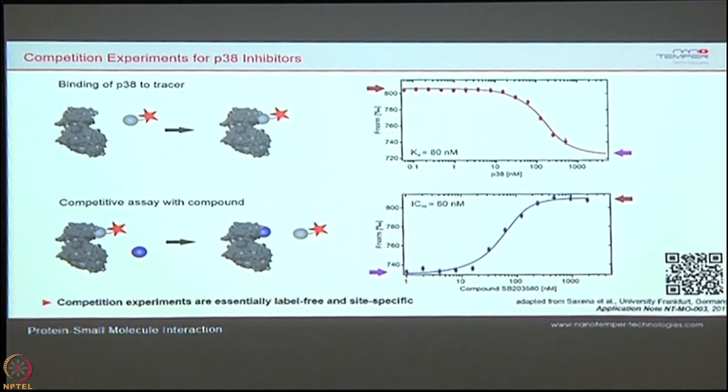Many people who are working with enzymes might be more interested in inhibitor studies and inhibitor screenings. Generally, you do a binding with one specific tracer molecule, and once you know its KD, you titrate the second one. Wherever it displaces, you know the binding. So competitive assay experiments can also be easily studied. We have robust software to support all these kinds of studies.